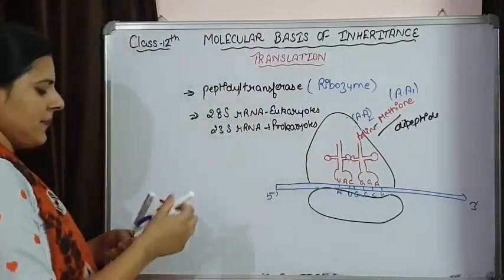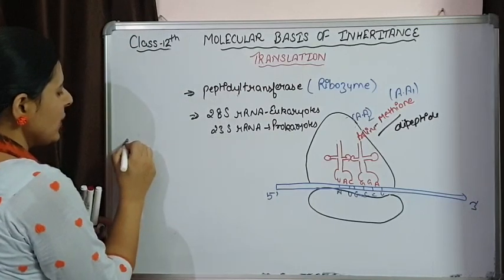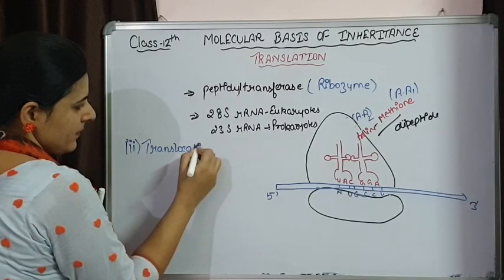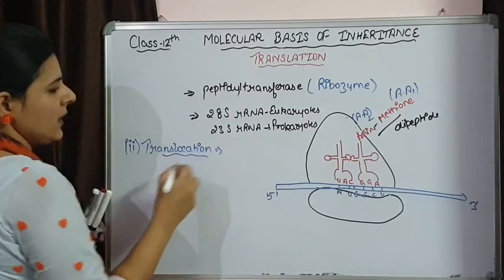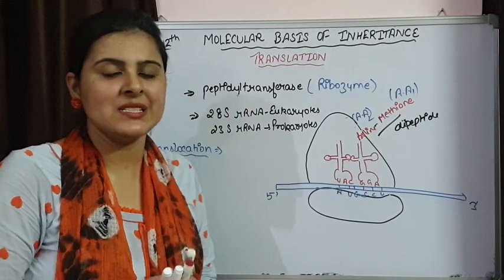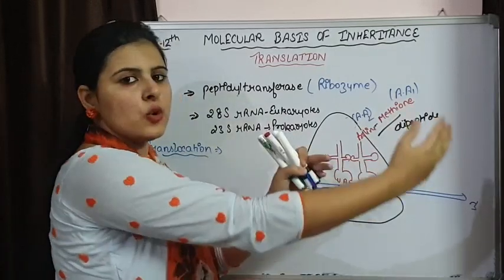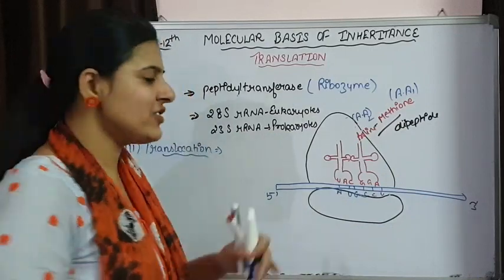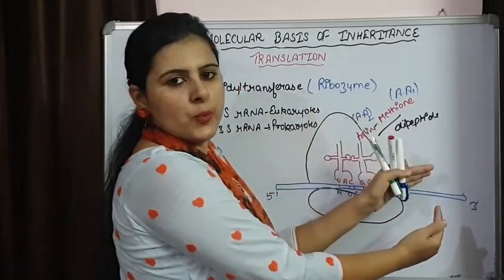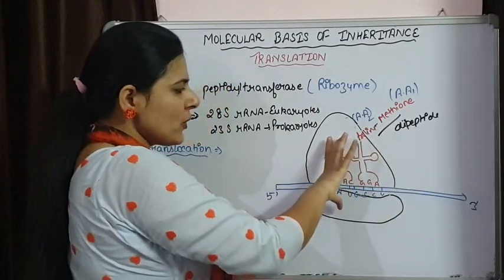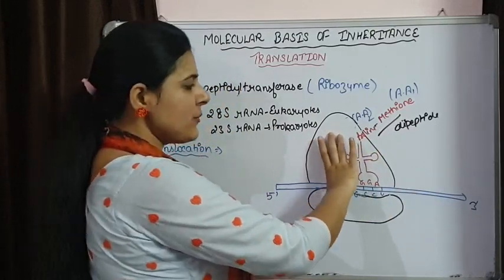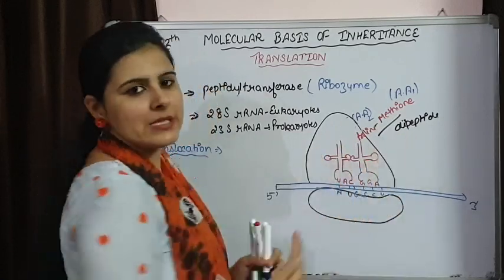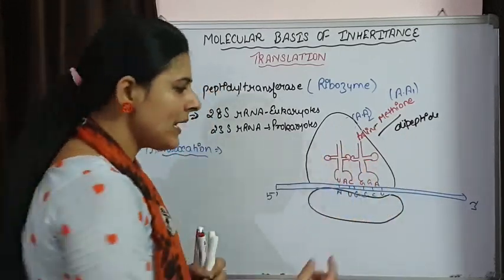Now the next step, the third step in elongation, is translocation. What does translocation mean? Translocation simply means translocating or changing position. This position is being changed by the ribosome. So this ribosome is going to shift from here. This ribosome is going to shift, and because of the shifting of this ribosome, what will happen?